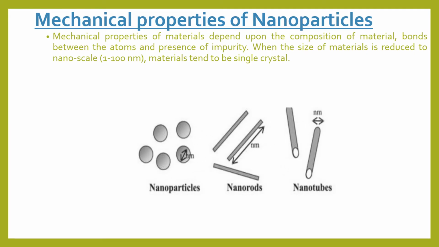That crystal we can see, these nanoparticles having dimensions in nanometers. Then this is nanorods having length in nanoscale, and this is nanotubes. These nanotubes are also used in nano car. Okay, so carbon nanotubes are used.